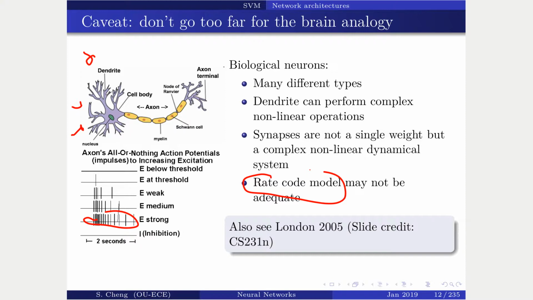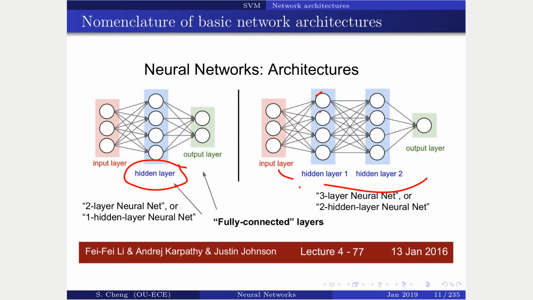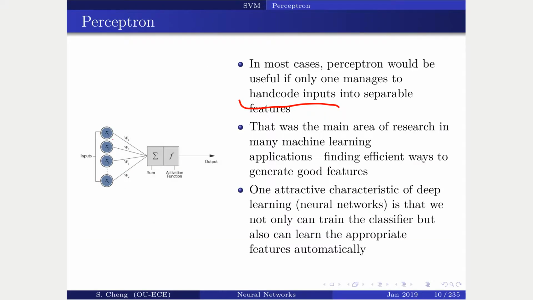But I would like to say this is not the only model, and it may not be accurate or adequate to capture all the physiology of our brain and so on. So we won't go too much into this. It's probably a very interesting thing, but the analogy more or less stops here. What we have is just this very simple model. Most of the time, it's just a weighted sum, apply an activation, and pass to the other side.